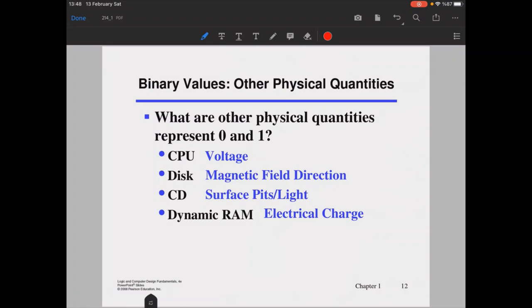What are other physical quantities other than voltage for representing 0 and 1? For example, in the CPU, central processing units of computers, we use voltage for this purpose. But for disks, for example, hard disks, magnetic field direction can be used, and they are used. And for the compact disk, okay, we don't have them anymore, but we were using surface pits and light for separating zero from one. And in dynamic RAMs, random access memories, we have electrical charges, positive or negative charges, for representing 0 and 1. These are some alternative ways of displaying binary values in our systems.